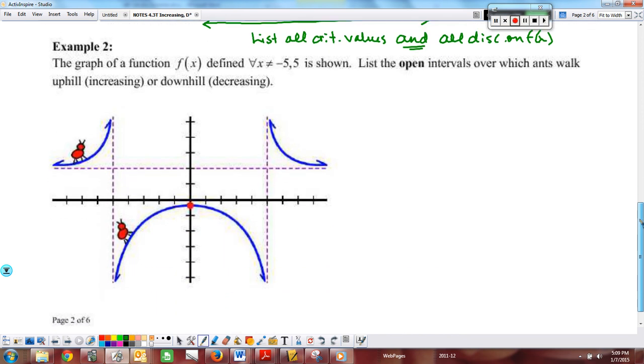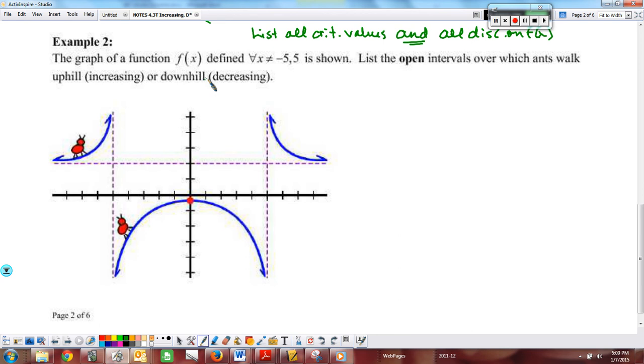All right, so for example 2 right here, we have the graph of a function defined for all x not equal to negative 5 and 5. So it has our nice little discontinuities at 5 and negative 5, in the domain negative infinity to negative 5, negative 5 to 5, and then 5 to infinity. And we want to list the open intervals over which the ants walk uphill or downhill. Again, we're still not doing calculus, we're still pre-calculus at this point.